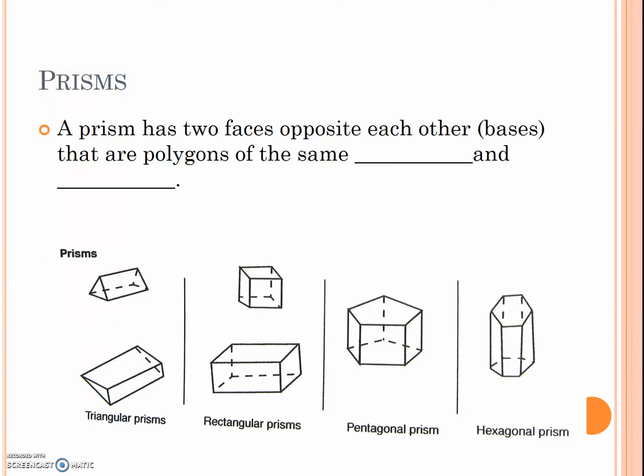So a prism is different. A prism has two faces opposite each other that are polygons of the same shape and size. So while a pyramid has one base on the bottom with all of the faces meeting at one vertex, a prism has two faces that are polygons of the same shape and size. So pretty much they're not going to have a pointy top. But here are some examples. Here are triangular prisms on this edge of the page. You can see that both of these triangular prisms have two opposite bases that are the same shape and size. Here are some rectangular prisms. They also have two opposite bases that are polygons of the same shape and size.